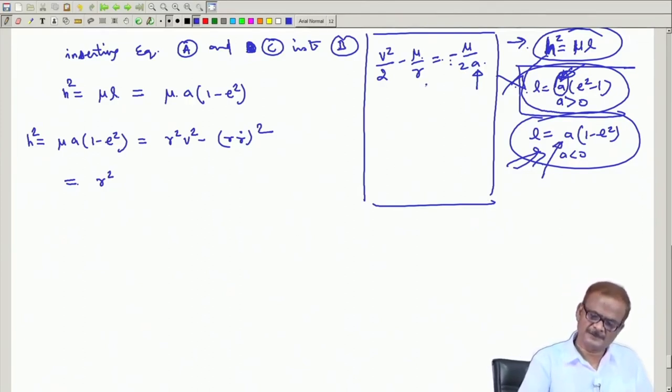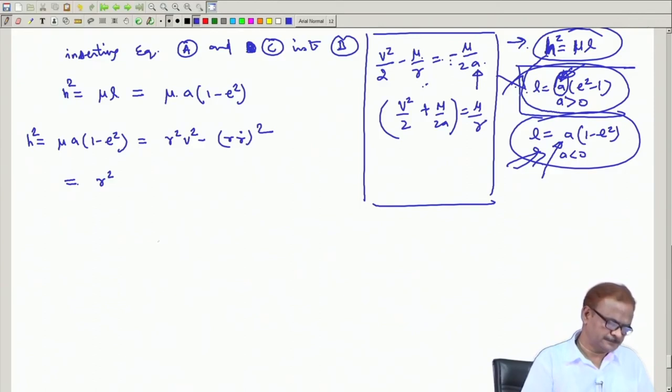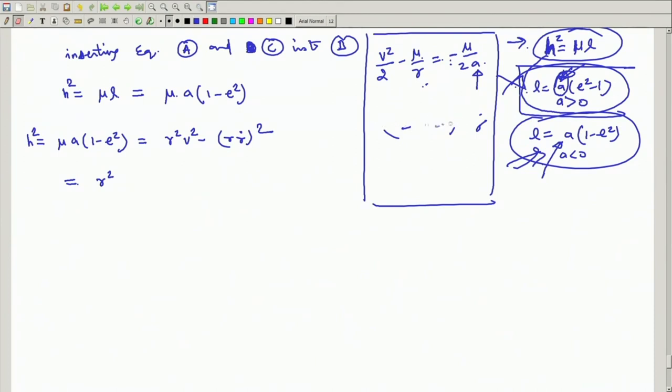So, we utilize this equation here in this place. From here we see that v square by 2 plus mu by 2a will be equal to mu by r. What we need to replace here is the quantity v square. So, we write v square by 2 equal to mu by r minus mu by 2a. So, here r square times (mu by r minus mu by 2a).